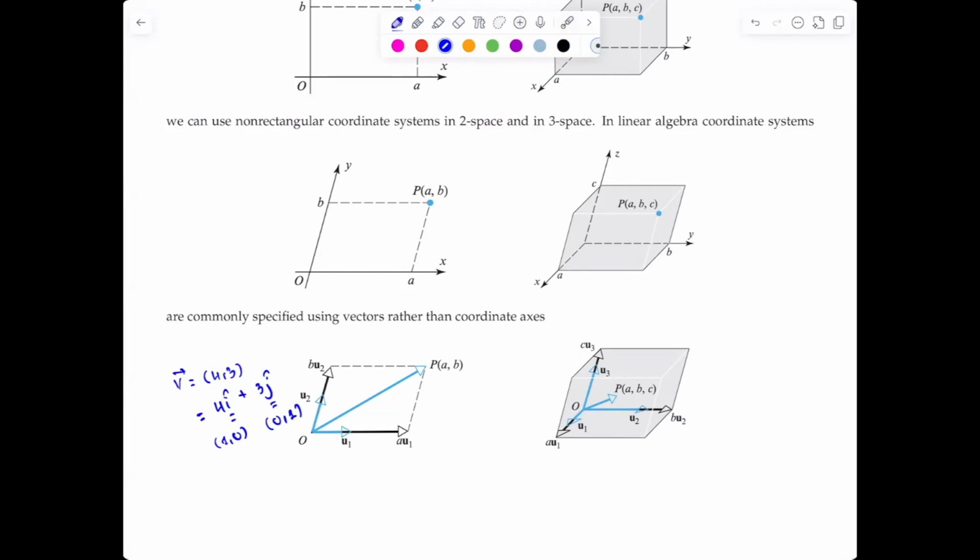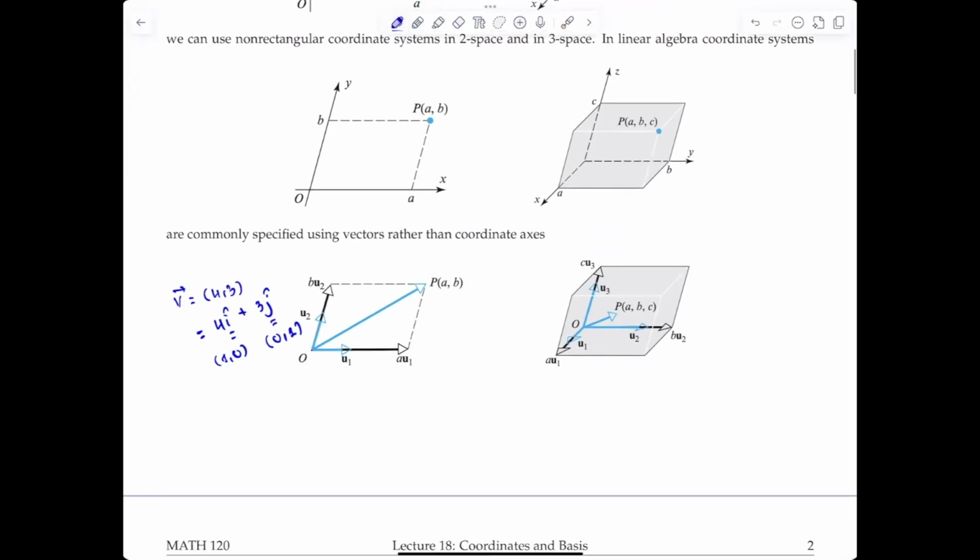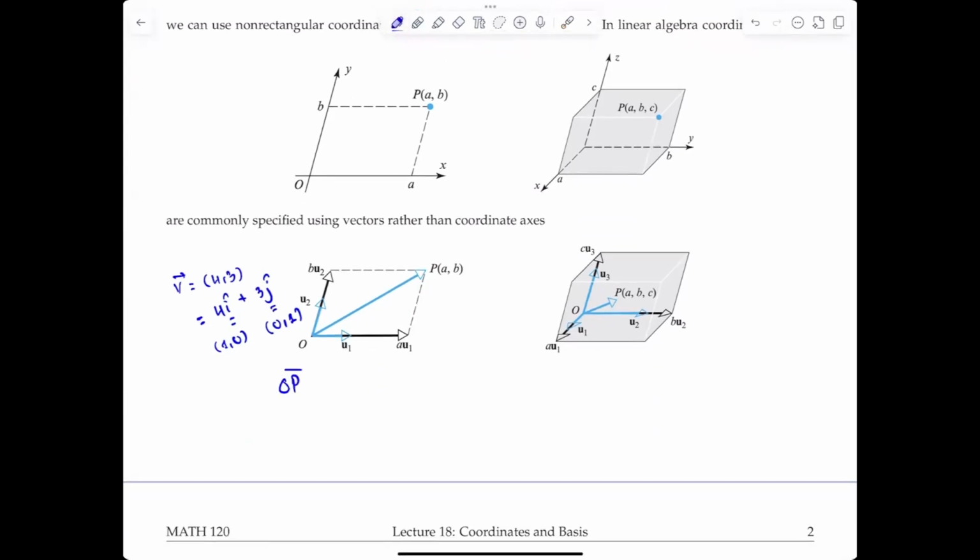Let's say instead of using the point P equal to A comma B, you can describe this point in terms of vectors. You have the initial point at the origin and the terminal point, which is the point P equal to A comma B. And the vector OP, in this case, is equal to A times U1 plus B times U2.